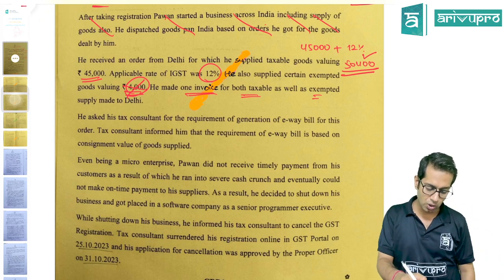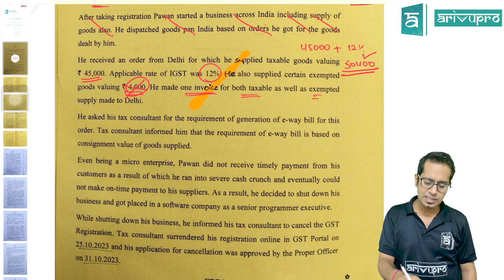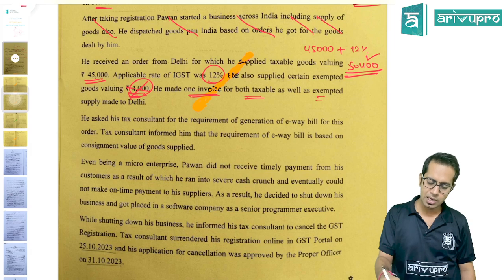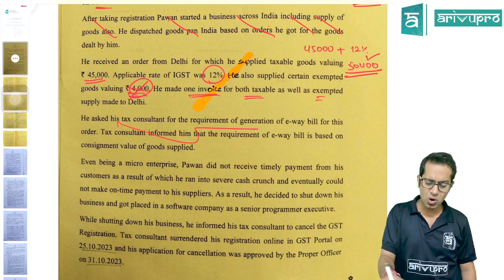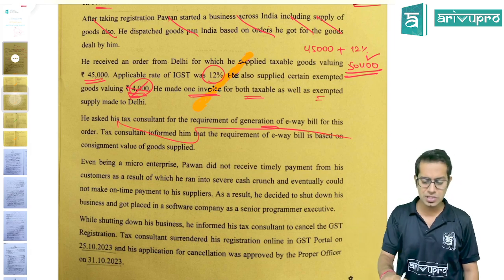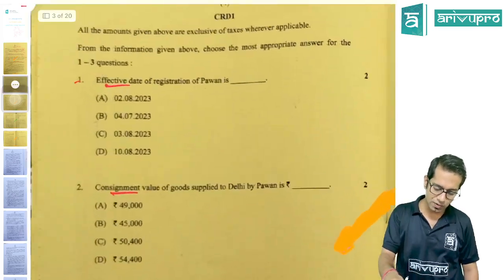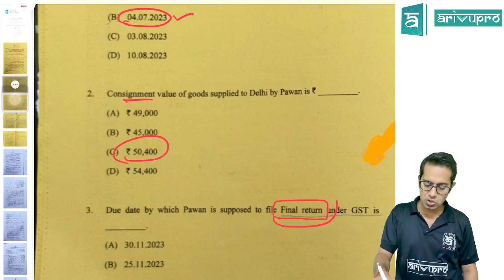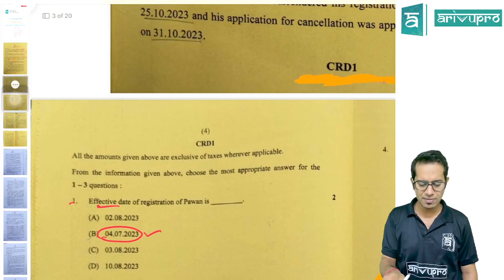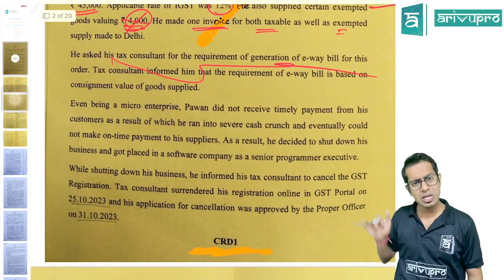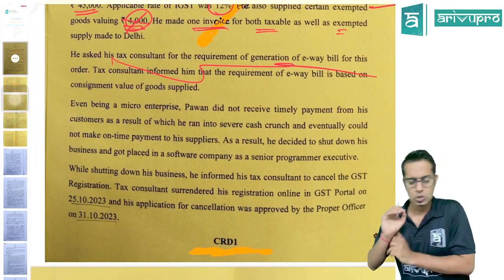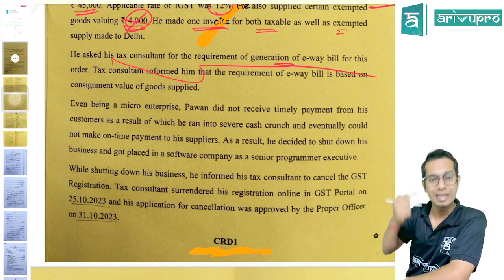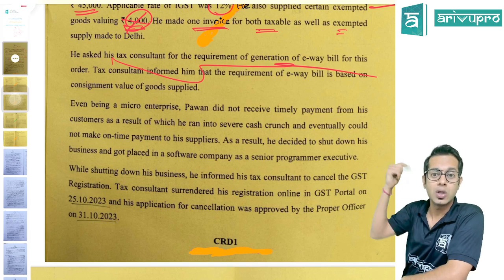Now we'll see the next point. He asked his tax consultant about the requirement of generation of an e-way bill for this. The tax consultant informed him that the requirement of an e-way bill is based on the consignment value. See, all this is story. This is not required for the questions which are asked. Because the first question was, what is the effective date of registration? My effective date of registration is point number B. What is the consignment value? 50,400. And the last question says, when should I file my final return? So directly we'll go to that point. All the information in between is useless to us. It is to confuse you guys, correct? So normally I recommend my students to read the questions first and then read the case, so that your brain will start working on that question only.